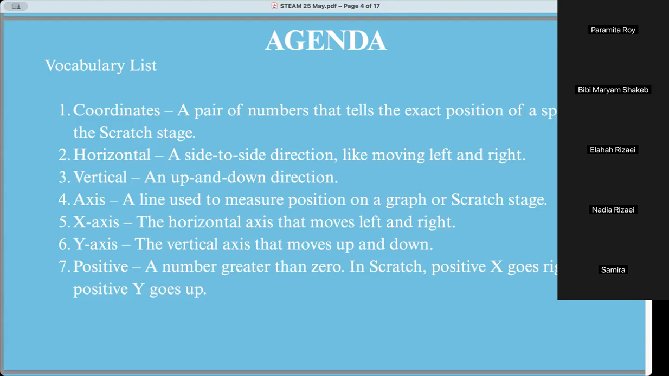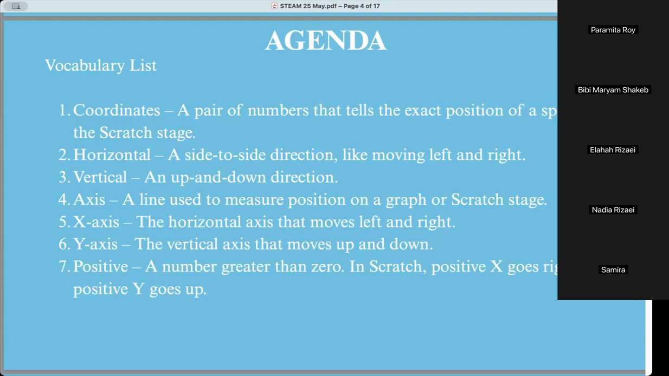Good. So look, we heard about horizontal. It is the imaginary line that goes from left to right. On the Scratch program, the horizontal axis is a line to measure position. That is called the x-axis. Now, y-axis. Y-axis, the vertical axis that moves up and down.